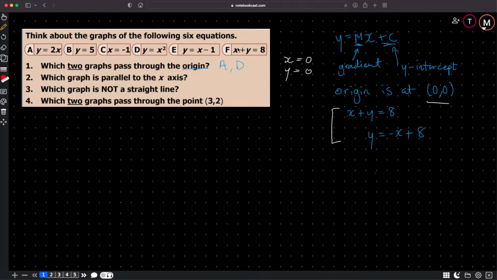In other words, this won't be there. This mx plus c won't be in the equation at all, right? Because we don't have any gradient, or the gradient is 0. So the only equation here where x doesn't exist, where there's no mx part of the straight line, is b. So b, according to my estimation, is the only graph in question 2.